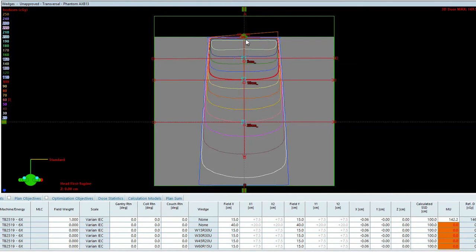So in this video we reviewed open field depth dose and profiles. We reviewed what a wedge factor was, how it affected the monitor units being delivered to the machine. We discussed the wedge profiles with depth and talked about how the isodose lines shift within your patient.